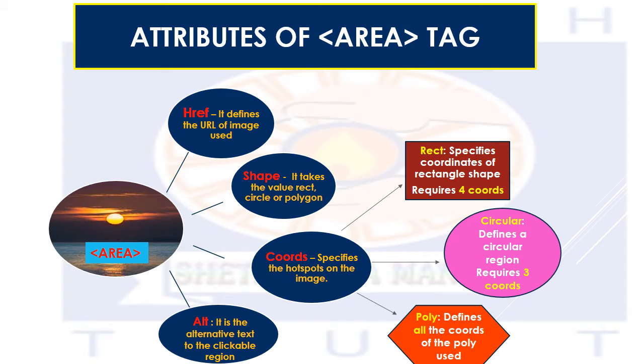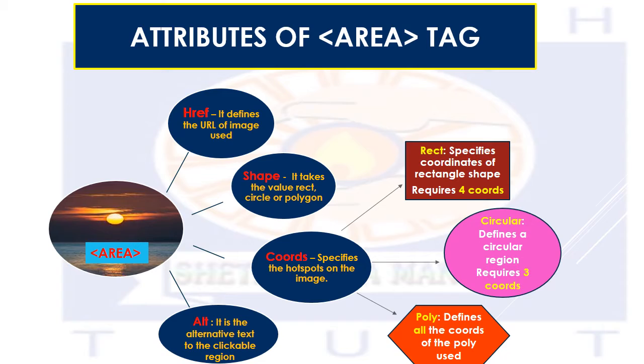The third shape for which we need coordinates is the polygon. Here any type of polygon you can take. A polygon, as you know, has more than 3 sides, correct? In that polygon you can use 5 sides, 6 sides, 7 sides, a hexagon, septagon, octagon, correct? And here you have to take all the coordinates of the polygon. Only then can that shape be seen on your image.